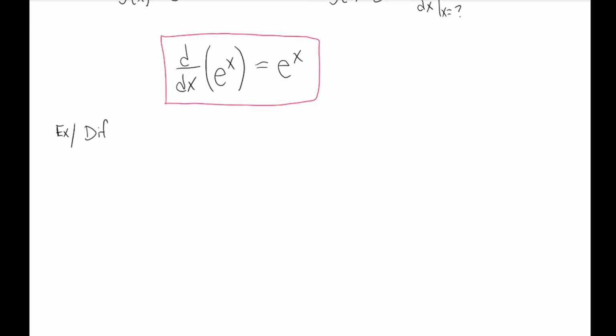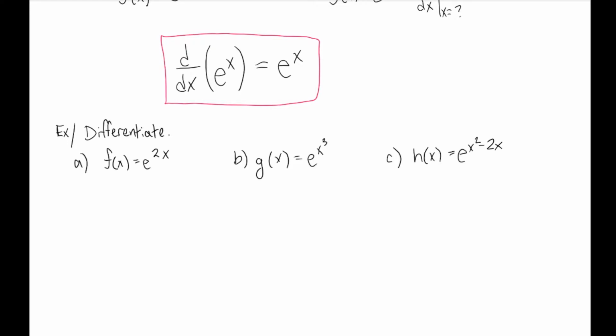So let's look at finding the derivative of some functions of that form. Okay, we'll start with these three. We have f of x is equal to e to the 2x, g of x is equal to e to the x cubed, and h of x is equal to e to the x squared minus 2x. When I go to take the derivative here, the key is that an exponential is its own derivative. So when I go to write out f prime for this first one, I'm going to just write it out again. That function is its own derivative.